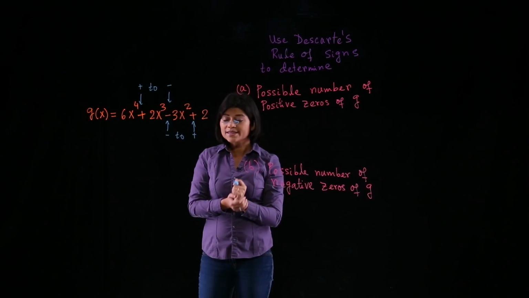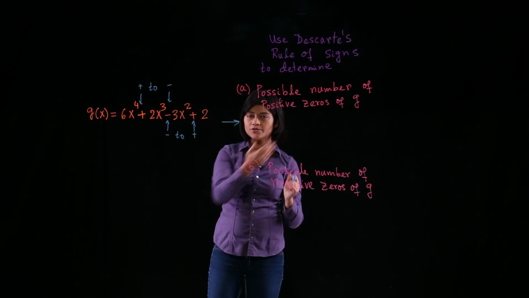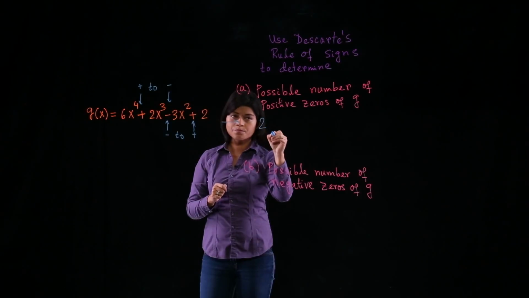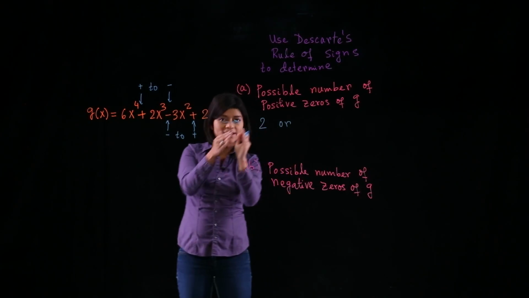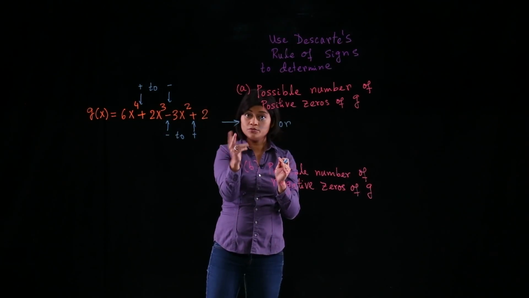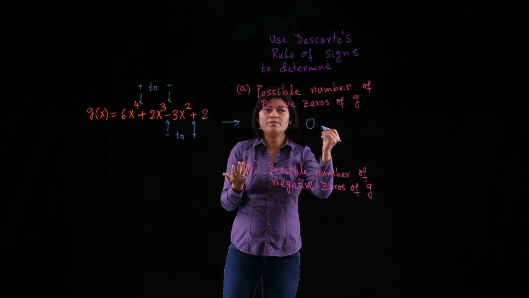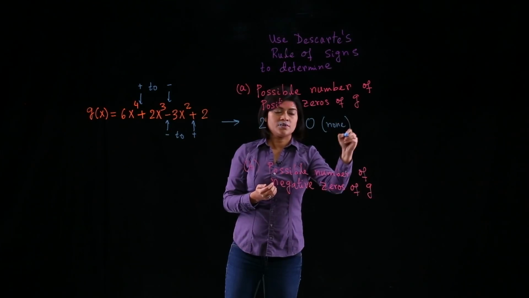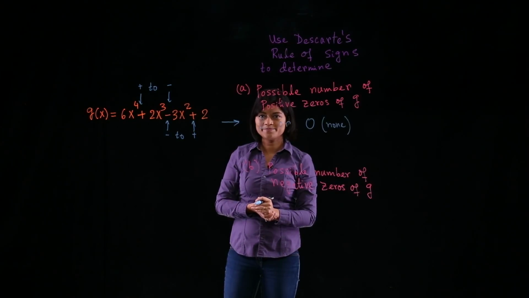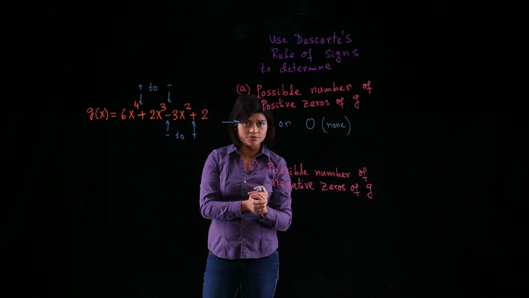Well, Descartes' rule of signs says the number of possible positive zeros is going to be either the number of variations, so it will be either 2, or it will be less than 2 by an even integer. So the first even integer is 2, so less than 2 by an even integer means it will be 2 or 0. That means none. So either g will have 2 positive zeros or no positive zeros at all. That's what it says. Okay, so next we have to figure out the possible number of negative zeros.